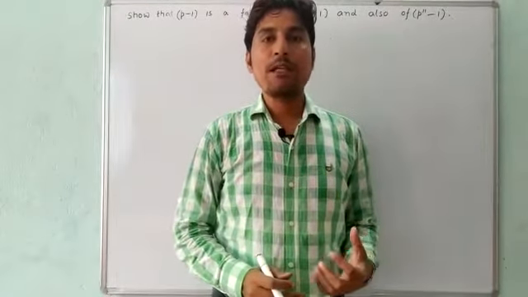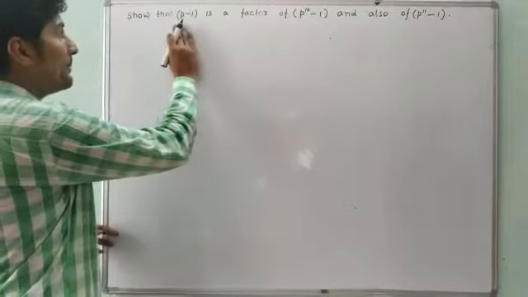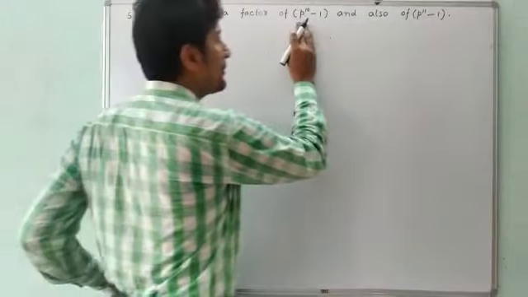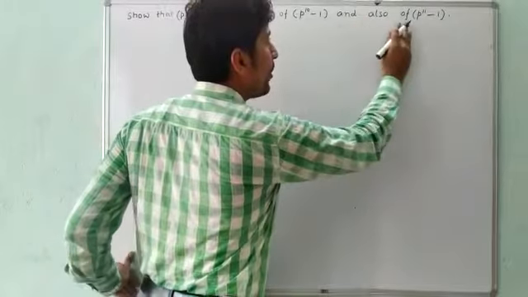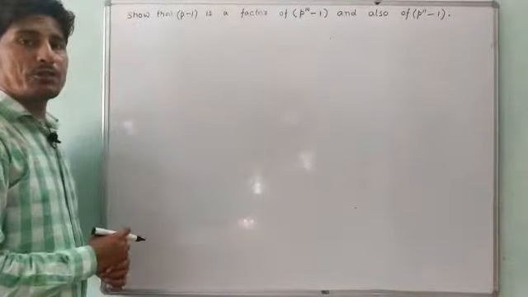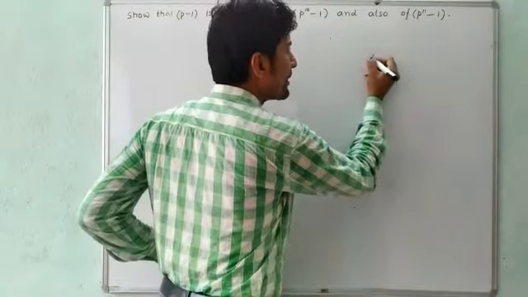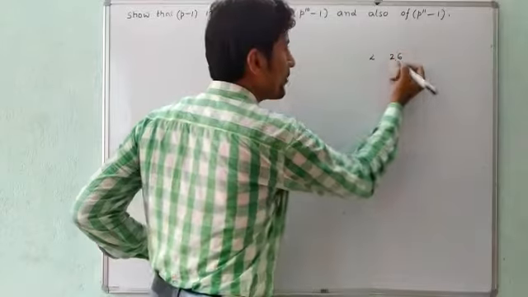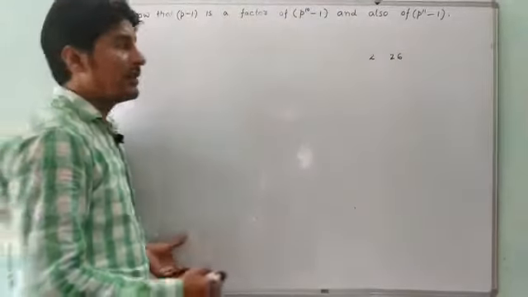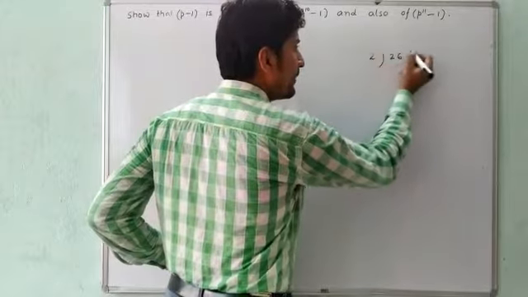Now let us see question number 11 of exercise 2D. Show that p minus 1 is a factor of p to the power 10 minus 1 and also of p to the power 11 minus 1. To understand this question, first of all, let us see an example. If we want to check whether 2 is a factor of 26 or not, how to check it? To check it, we have to divide 26 by 2 and we will get the remainder.